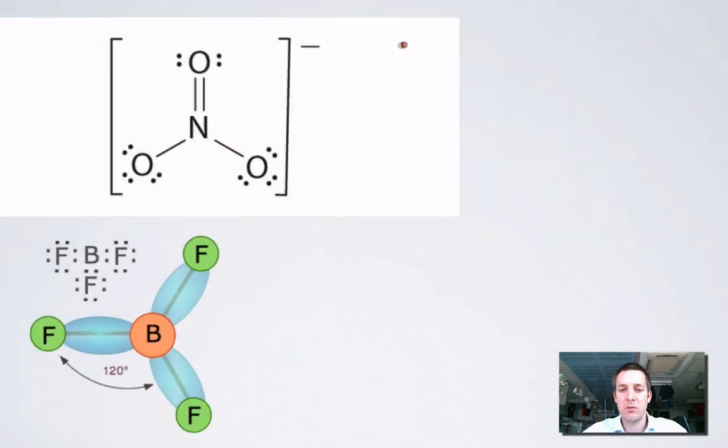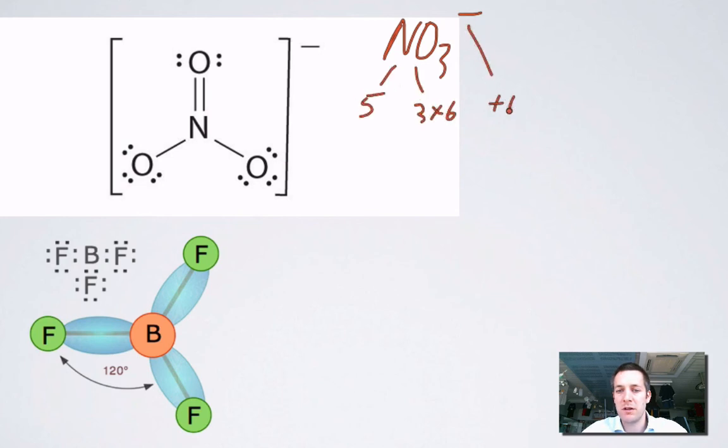Okay, so let's have a look at what we've got here. We've got the NO3 minus ion. So 5, 3 times 6, and then plus 1 for the negative charge. So a total of 18, 23, 24 electrons, or 12 pairs. Once we've decided that we've got 12 pairs, we'll end up with 2 single bonds around the nitrogen, a double bond, and all these lone pairs on the oxygens, which, remember, we're not talking about a great deal in this film because they're not determining the shape of the molecule.